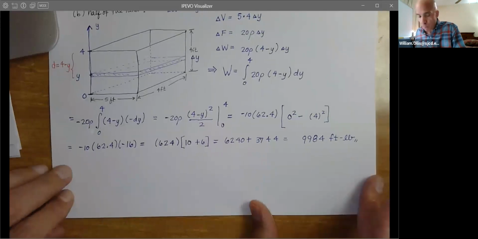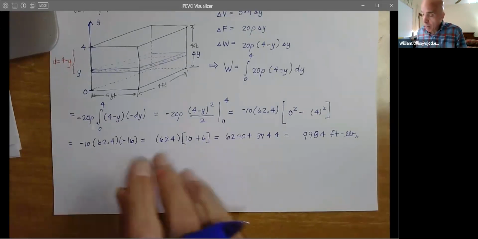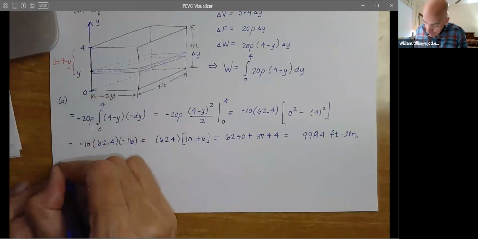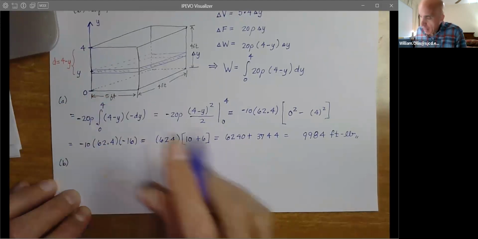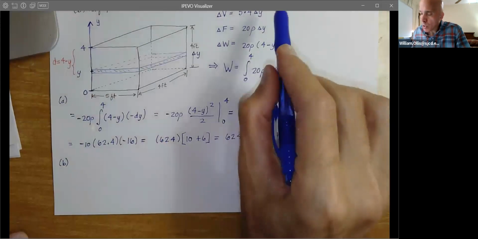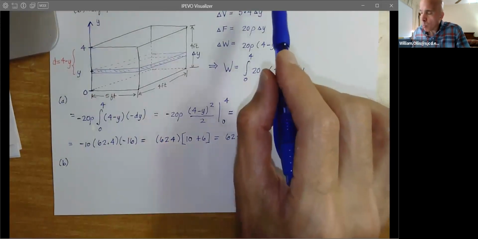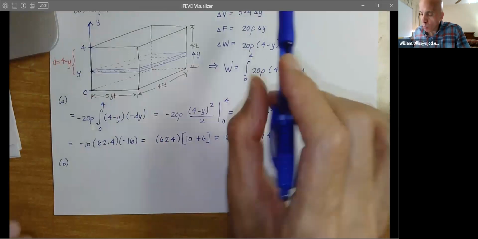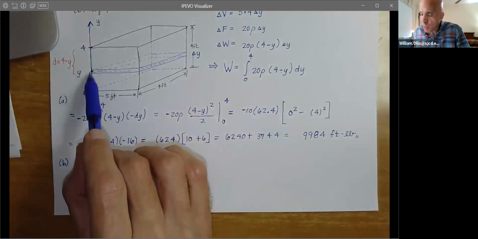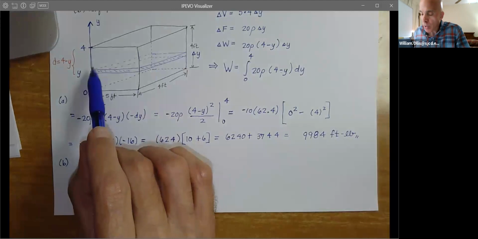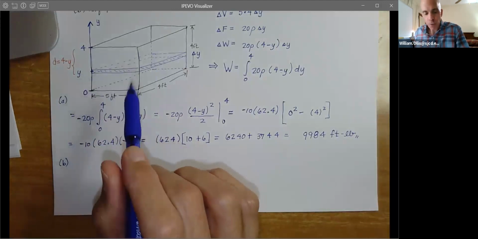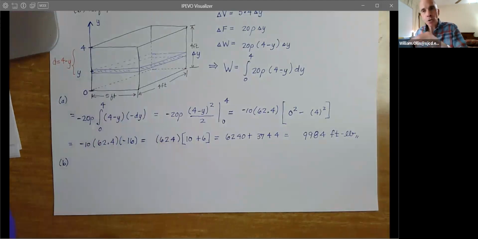Now, let's finish the problem. We want to now do the B part. So this is the A part. Now, basically what we want to do is we want to pump out half of the water. So now what we want to do is consider if we pump out half of the water, then that's just basically half of the tank. And what's our new interval of integration? Well, it's going to be 2 to 4.